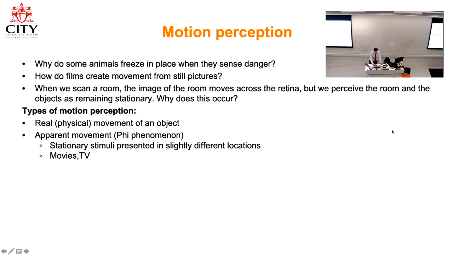The last one is motion perception, and this is also a very important evolutionary feature that we have. Some animals freeze when they are in danger because other animals that are happily going to eat them cannot detect them if they are frozen. They need that motion to be able to see their prey. So motion is also very, very important for our survival, and we are very, very good at detecting motion.